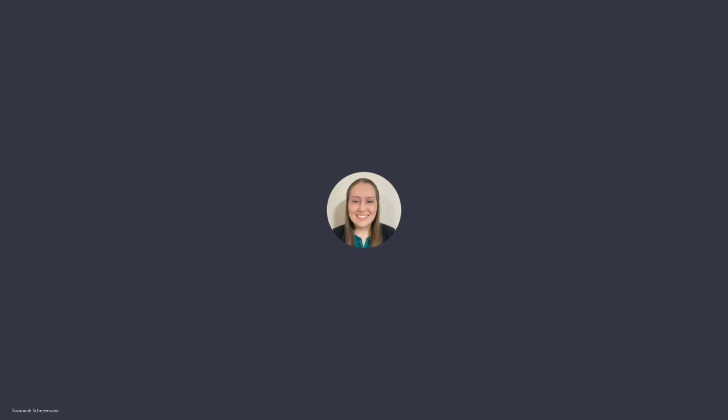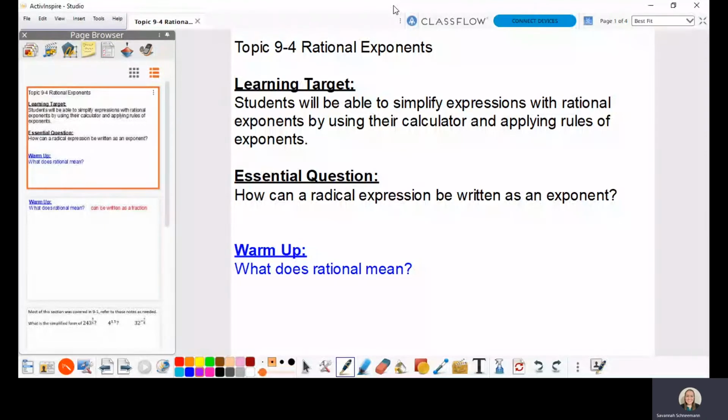All right, guys, welcome. Today we're going to be talking about topic 9.4, rational exponents. This is a continuation of what we did in topic 9.4, so these notes should be relatively fast.